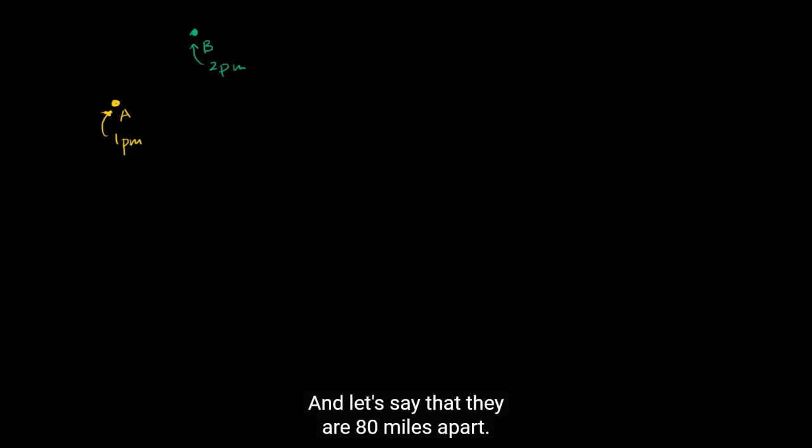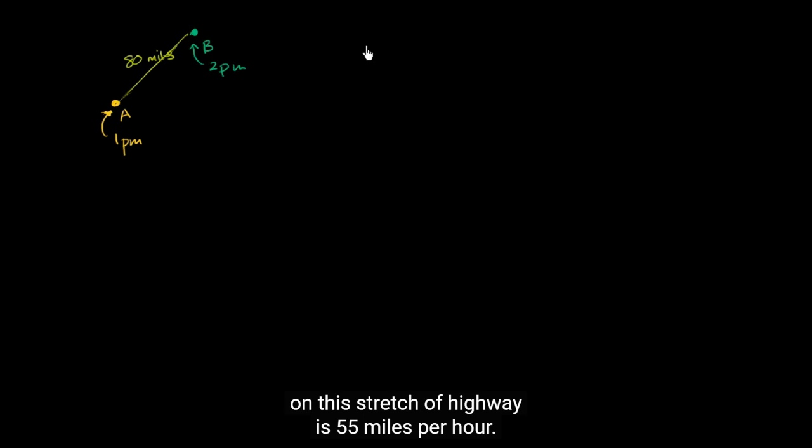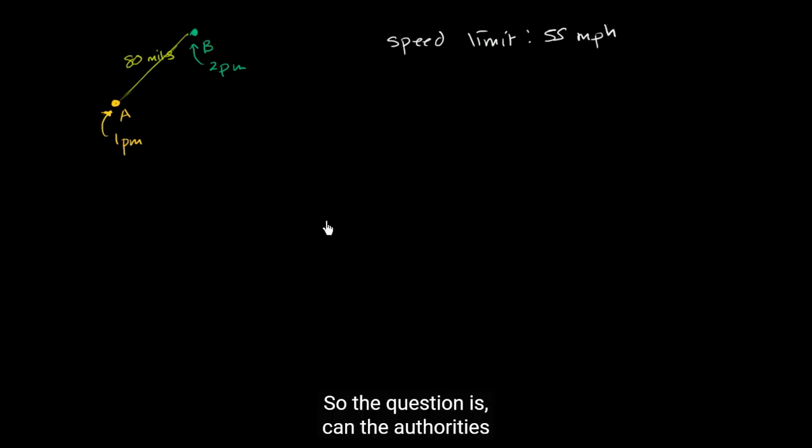And let's say that they are 80 miles apart. So this distance right over here is 80 miles. And let's say that the speed limit on this stretch of highway is 55 miles per hour. So the question is, can the authorities prove that you went over the speed limit? Well, let's just graph this. I think you know where this is going.